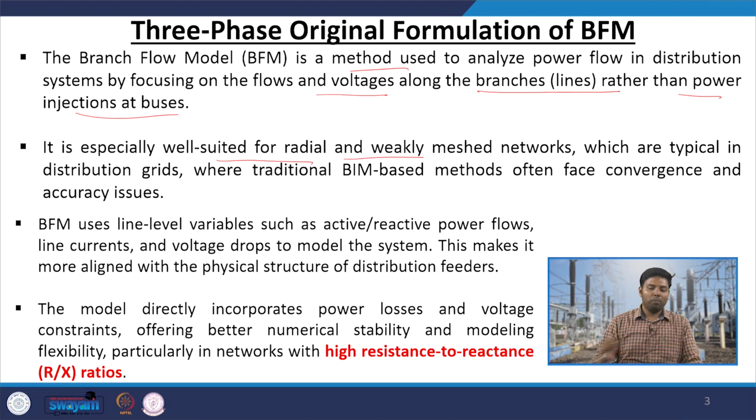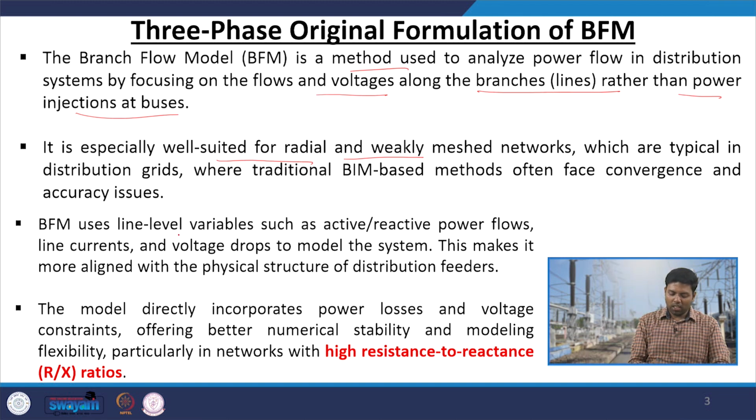You have to keep in mind, you cannot use the BFM model for a transmission network or a very highly meshed distribution network. The primary consideration to build this BFM model is that your network is fully radial or you have a little bit of mesh, that means 1 or 2 loops, not more than that. Otherwise, if you have a highly meshed configuration, then it is better to go with the BIM model. But if you have a radial network, then your BIM model will not converge properly or will not give you proper results. So, at that time BFM is more promising.